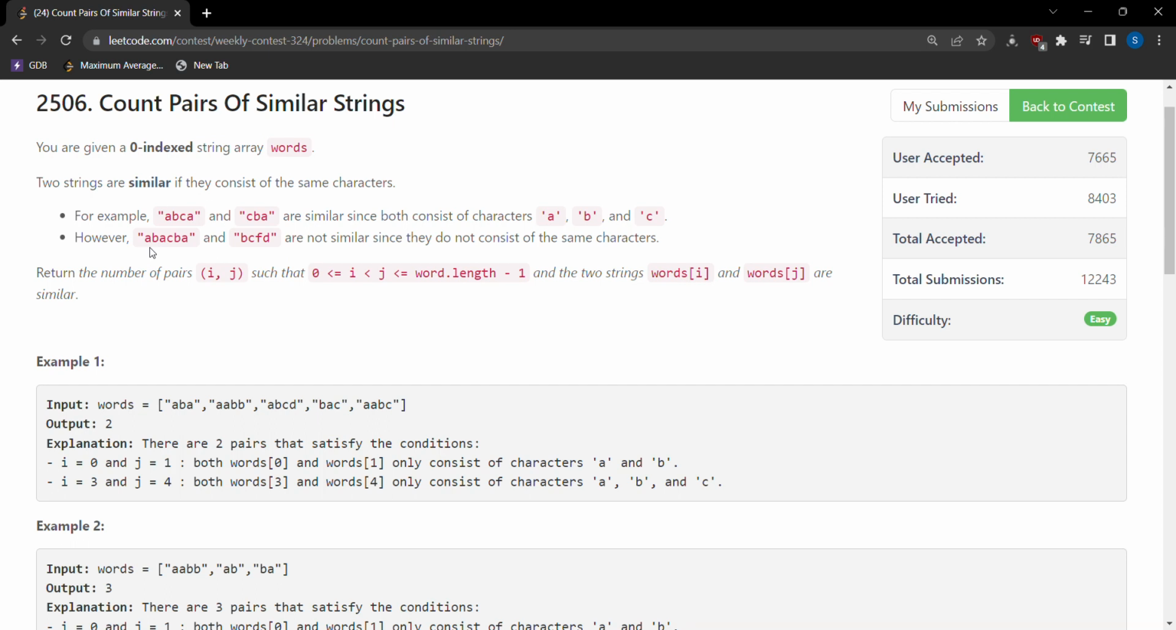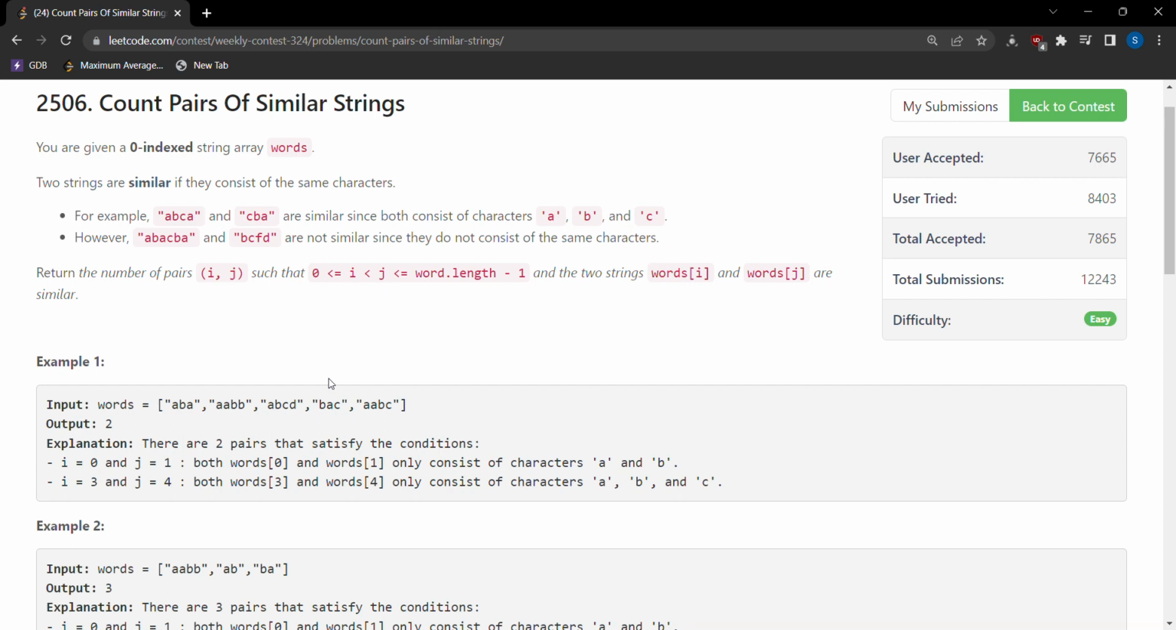However, if the strings are ABACBA, here the three characters that we have are A, B and C, and in BCFD we have four characters B, C, F and D. Now as the number of characters and the characters are not the same, these two strings are not similar. Now let's return the number of pairs. The question asks to return the number of pairs (i, j) such that 0 <= i < j <= words.length - 1, and the two strings words[i] and words[j] are similar.